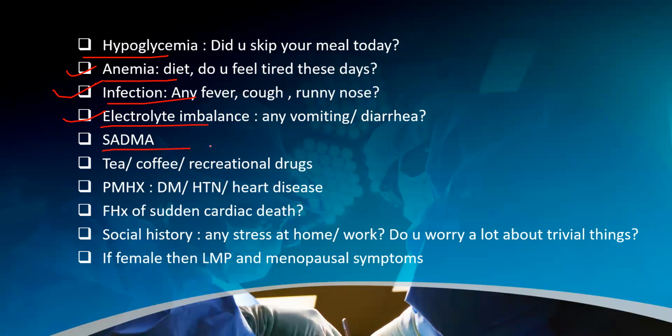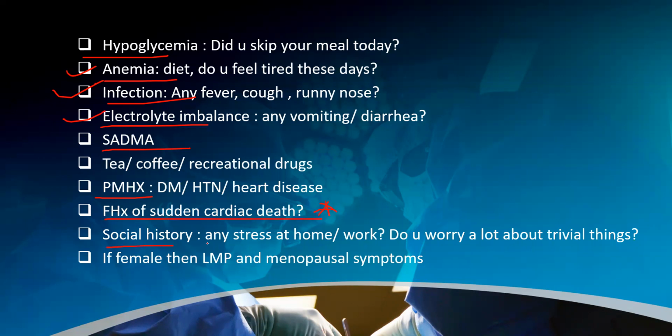Then ask about SADMA. So do you smoke or drink alcohol? Do you drink a lot of tea or coffee? Any use of recreational drugs? Ask about past medical history, especially diabetes, hypertension or high blood pressure, or heart disease. Family history of sudden cardiac death is very important for arrhythmia.